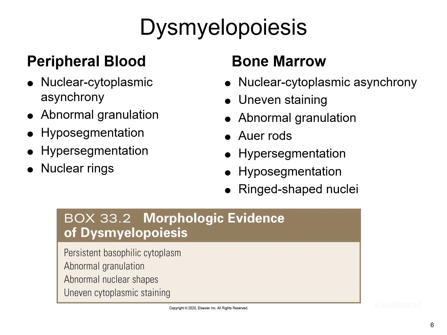You can also have other abnormal nuclear findings that could include something like hypersegmentation or hyposegmentation, and you can also see those ring-shaped nuclei too.